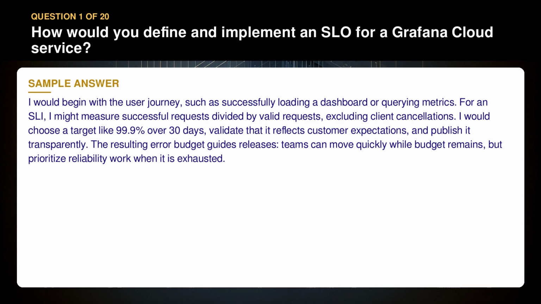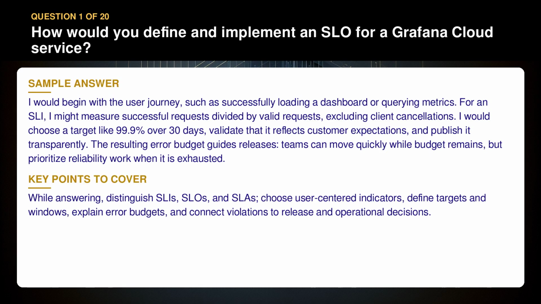The resulting error budget guides releases. Teams can move quickly while budget remains, but prioritize reliability work when it is exhausted. While answering, distinguish SLIs, SLOs, and SLAs. Choose user-centered indicators, define targets and windows, explain error budgets, and connect violations to release and operational decisions.